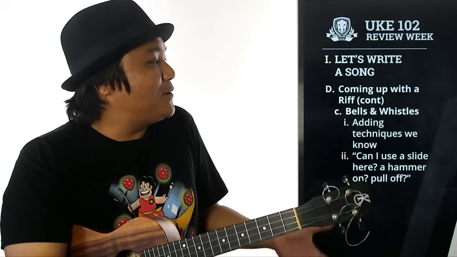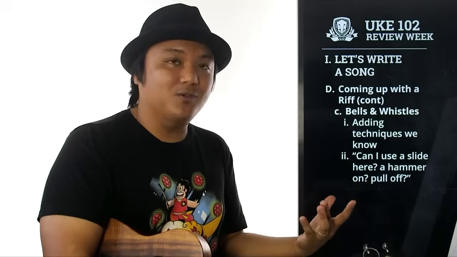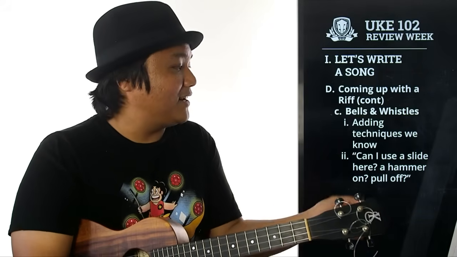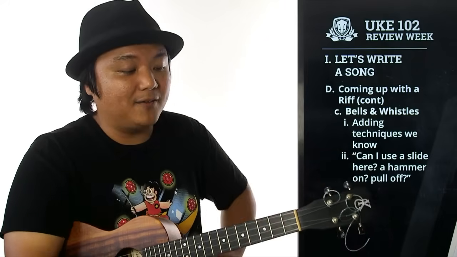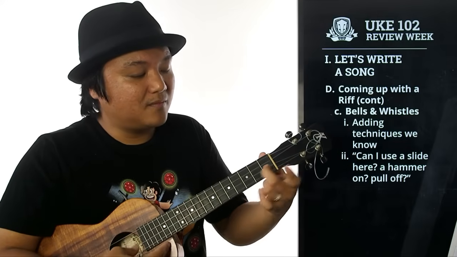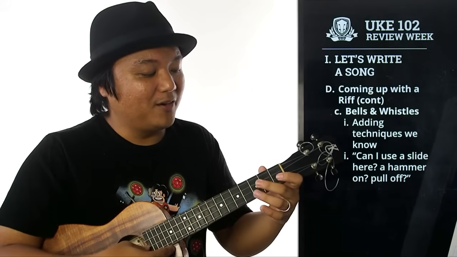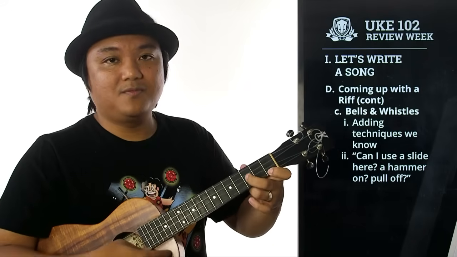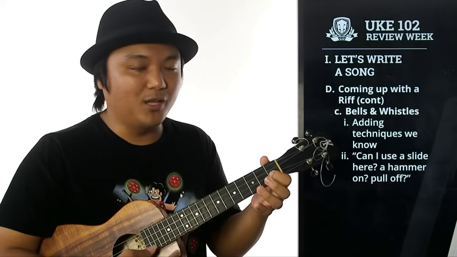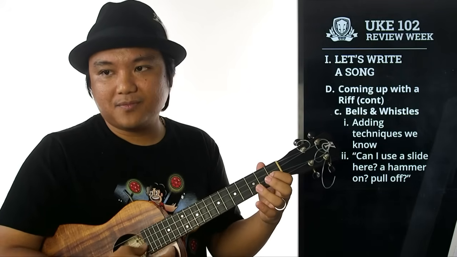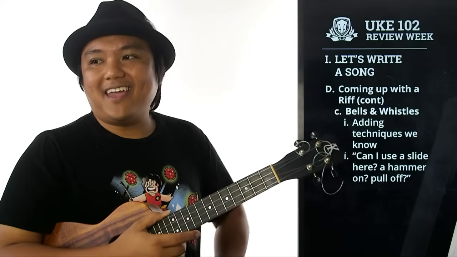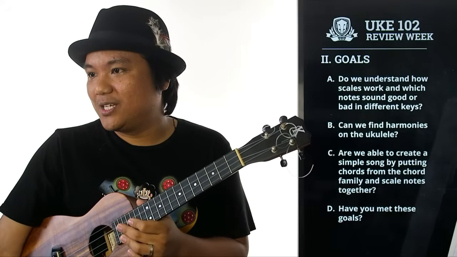Last part, if you want to add bells and whistles, you can add techniques that you already know. So I mentioned everything in the past 5 weeks, but how about if you know some stuff from outside? Can I use a slide here, or a hammer on, or a pull off? You can add the bells and whistles in there. Or you can hammer on, pull off. So you can add the bells and whistles in there if you want. Okay? And that's pretty much it.